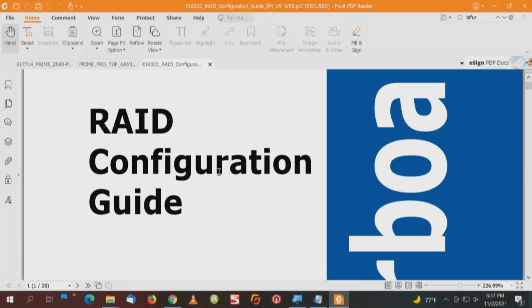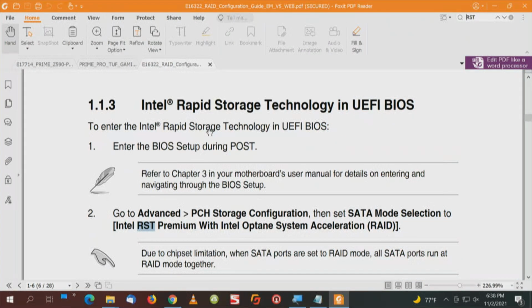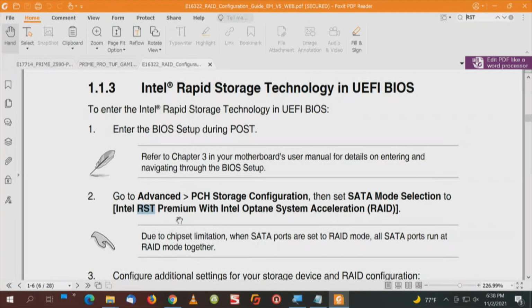However, let's go a little further. Now this manual is the RAID configuration guide that is even more generic than the BIOS manual. Okay, for Intel Rapid Storage Technology, RST, because this question always comes up. Can you have NVMe RAID? Yes. Can you have SATA RAID? Yes. Can you have both? Yes, but the two cannot be combined. NVMe RAID, SATA RAID. They have to be separate, but they can both exist. They can both coexist on the same machine.